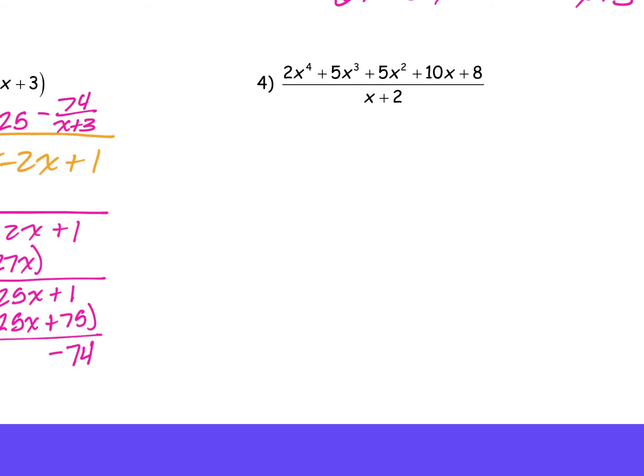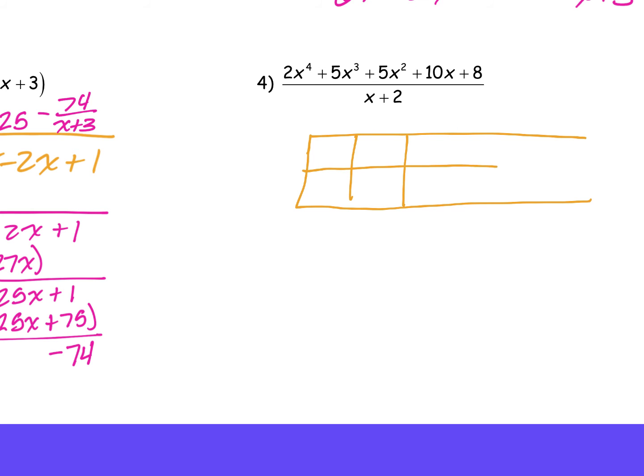Okay. So now I'm going to do the box method again, and I'm going to just leave my box open. You don't have to do it this way. You can choose to do the long division way if you want to and see if you get the same answer. So I've got x plus 2, and this is 2x to the 4th.